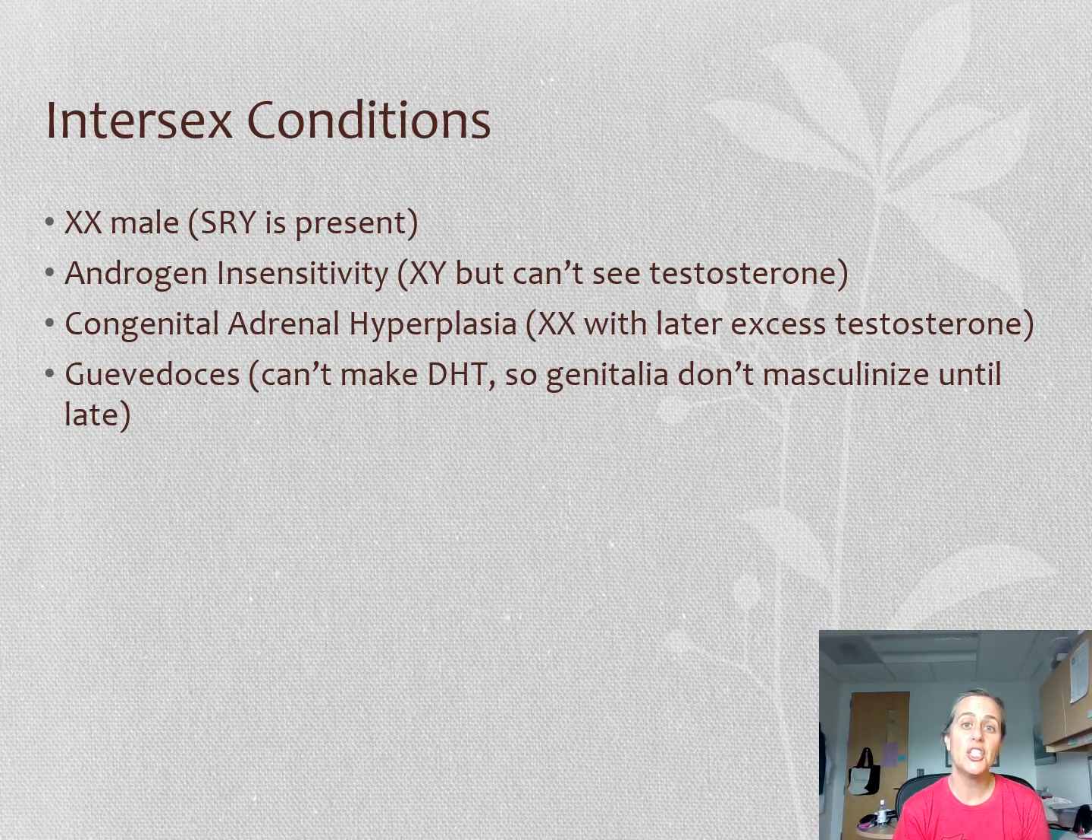Then we talked about congenital adrenal hyperplasia, where XX individuals have bodies that later in fetal development start making excess testosterone. So the body had primarily been feminized, but then the external genitalia starts to masculinize later on. And then we talked about guevedoces, which is kind of like some of these mushed together, right? So the genitalia doesn't masculinize all the way until puberty in those folks.